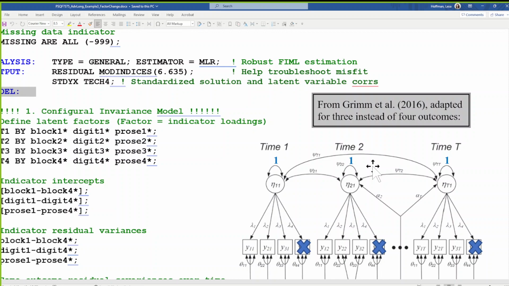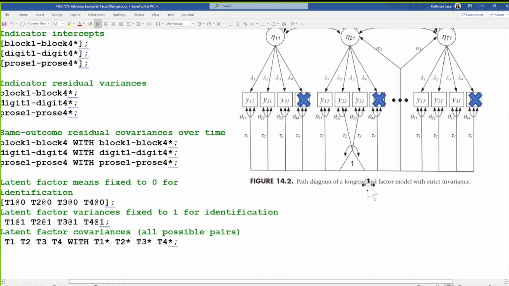Maybe a silly question, sort of going backwards a little bit, but not silly. The triangles, the taus, is that not the mean of that observed indicator? It could be, but it doesn't have to be. So if you have an identification of your factors where the factor mean is 0, then yes, the outcome's intercept will be its mean. Which is what we have here, right?